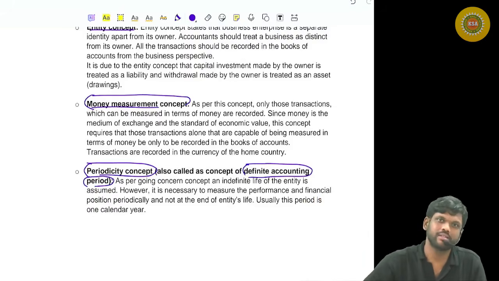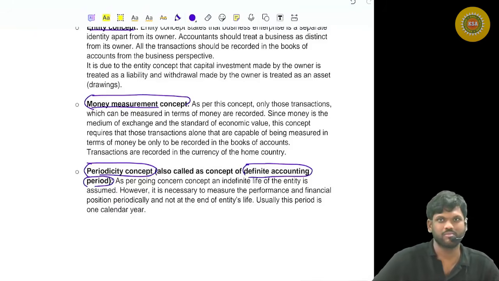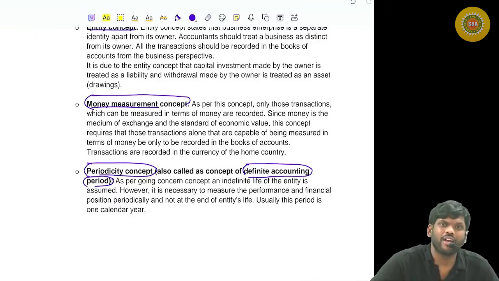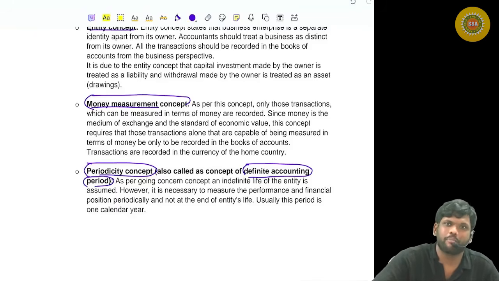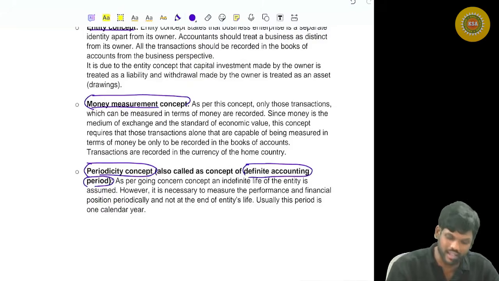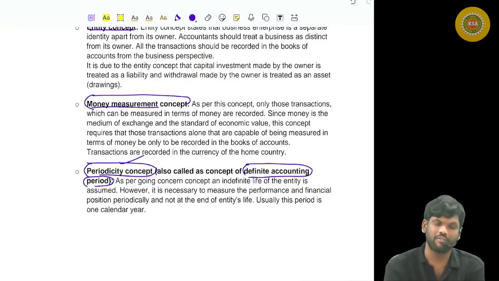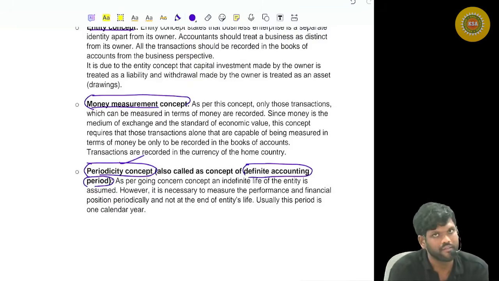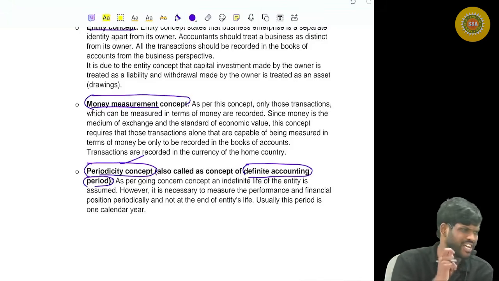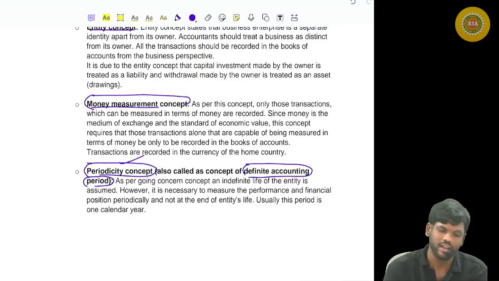A business can run for 100 years. You cannot say let the entire business get over and then I will find out the financial performance and position. Then what is the use? You have to periodically or regularly measure the financial performance and position, correct? That idea of measuring regularly and periodically is called the periodicity concept. So in the periodicity concept, the life of the business is broken down into several small intervals of time. At the end of each interval we measure the financial performance and financial position. Generally this interval is 1 year. That's why we see that mostly every year we prepare financial statements.